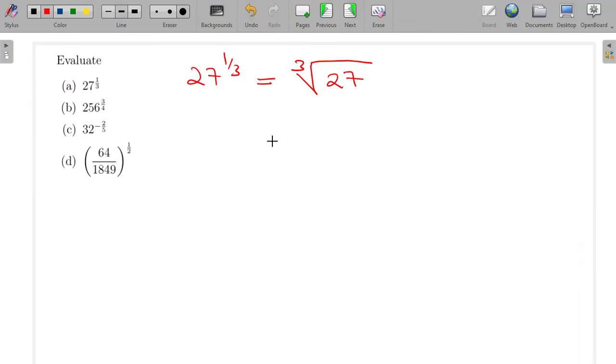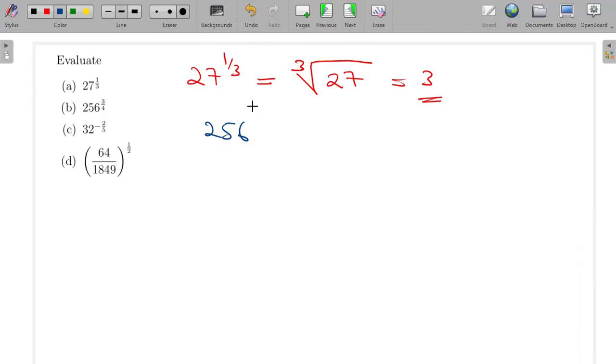The cube root of 27 is just saying, what number can I multiply by itself 3 times that will give me 27? And you know that's 3. So 3 by 3 by 3 gives you 27. So this here is just equal to 3, and that's our answer.